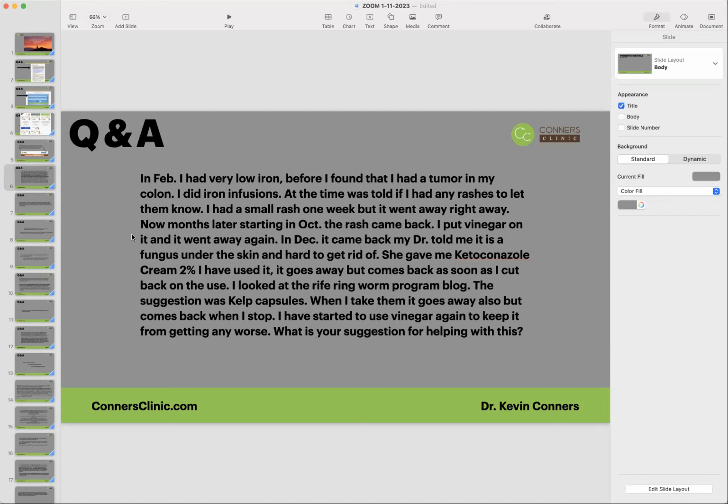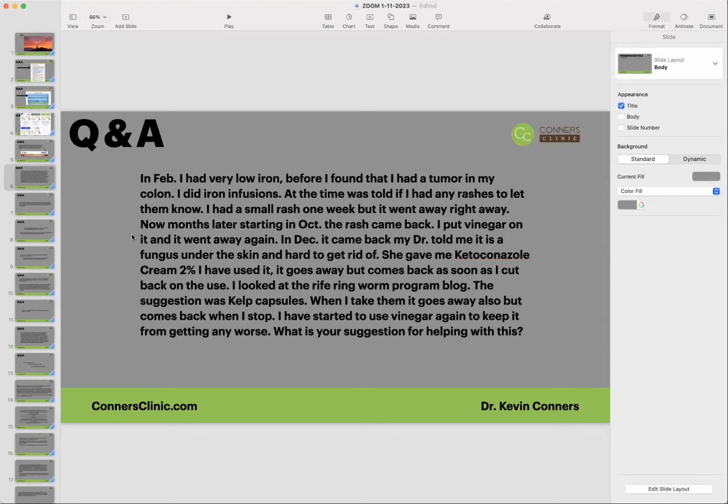Okay, so my question right there would be, how do they know that it's a fungus under? I would ask those questions. What testing did they do to come up with that diagnosis that it's a fungus under your skin? She puts you on this medicated cream. I've used it, it goes away, but it comes back as soon as I get back.